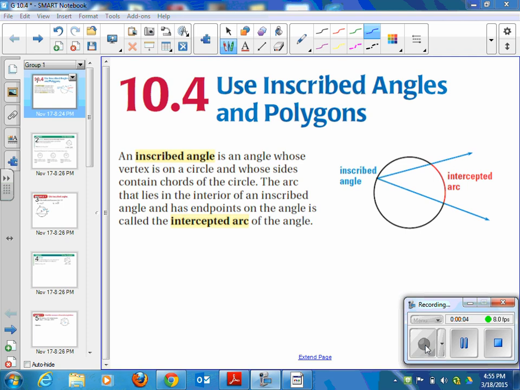Okay, good morning, guys. This is 10.4, use inscribed angles and polygons. Like always, if you need the teacher to pause the video, go ahead and do so, and then you can get caught up with your notes.